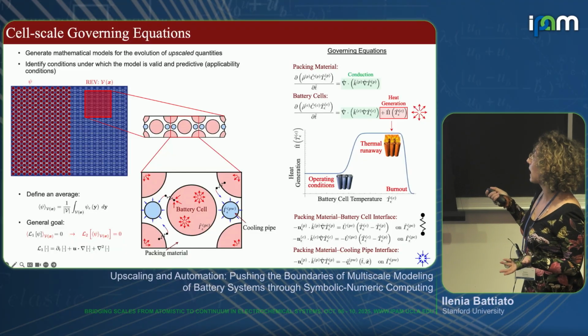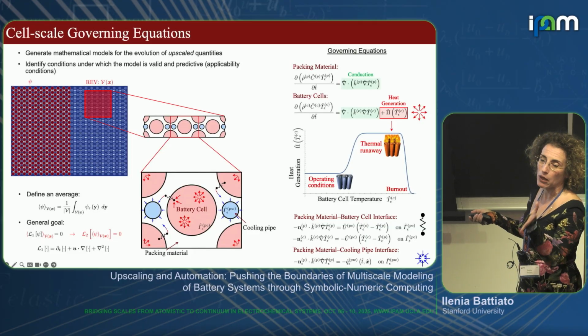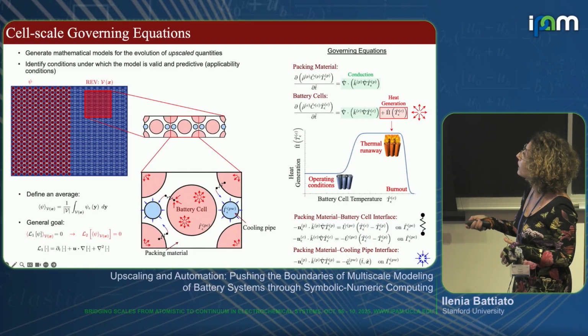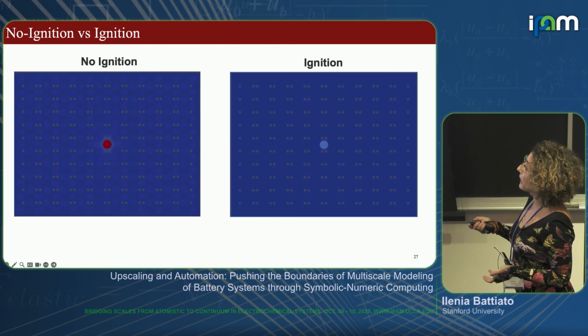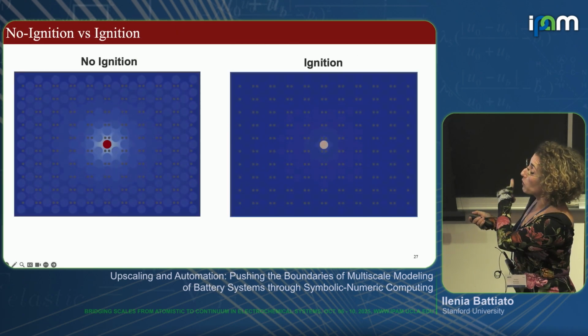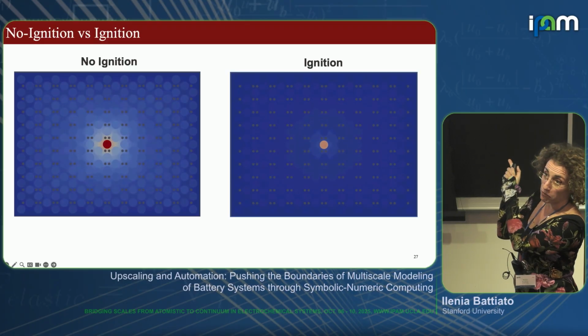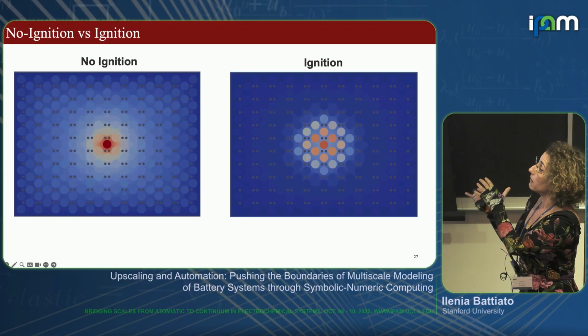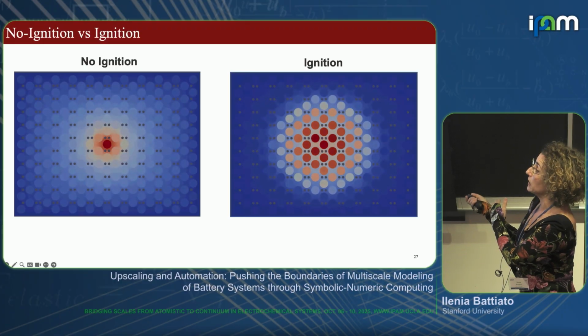Now, even for this very, very simple and apparently innocent system of equations, things get very complicated. Of course, we have boundary conditions at all these interfaces, which I'm going to skip over. Things get complicated, but before that, we want to check that the model can at least predict something very basic, let's say the no ignition and ignition scenario.